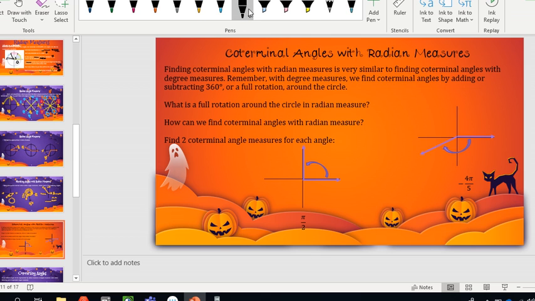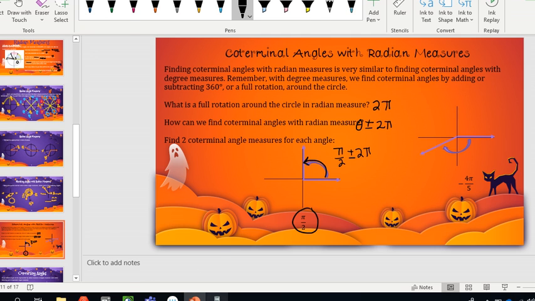All we have to do on this one, what's a full rotation in radian measure? Okay, so if we have pi over 2, that's taking us from here to here. That's pi over 2, okay? So what we're going to do in a full rotation, it's 2 pi. So to get coterminal angles with radian measure, it's going to be theta plus or minus 2 pi, okay? So find 2 coterminals. So we're going to take pi over 2, and we're going to add 2 pi, and we're going to subtract 2 pi.